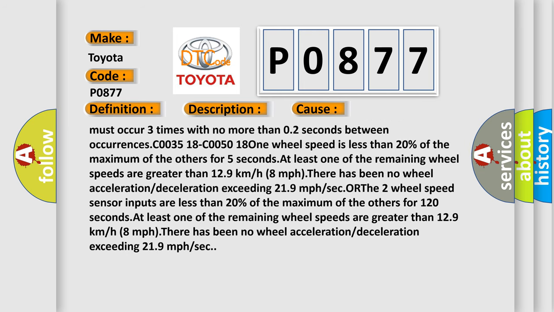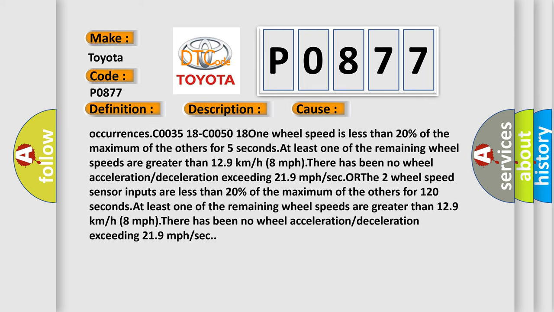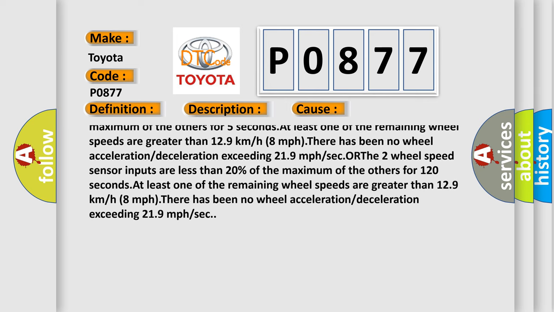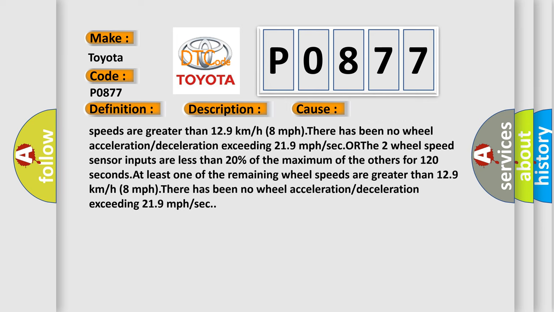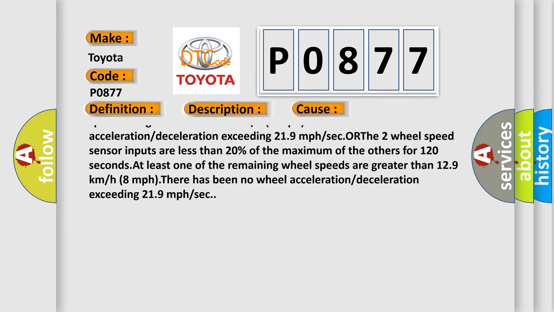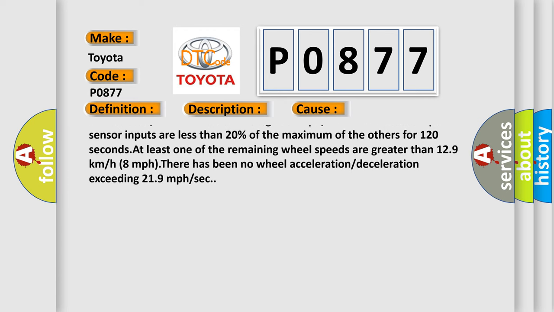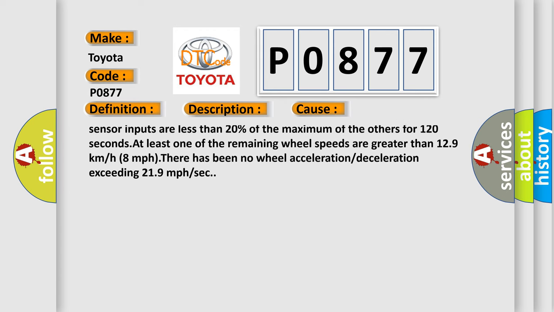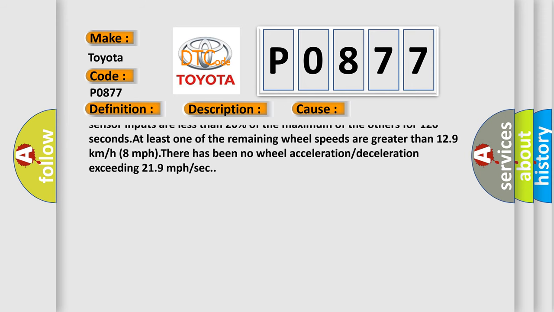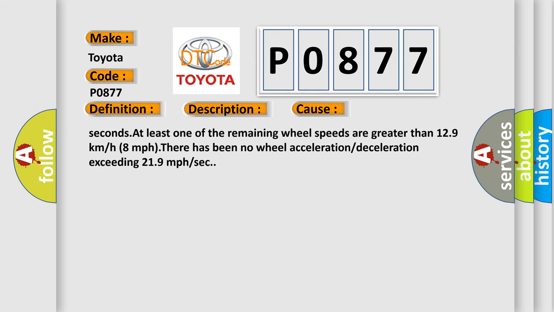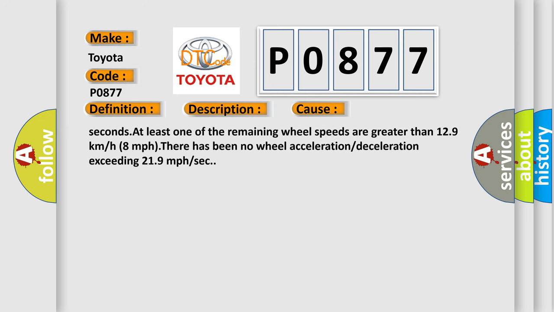One wheel speed is less than 20% of the maximum of the others for 5 seconds. At least one of the remaining wheel speeds is greater than 129 km/h, 8 mph. There has been no wheel acceleration or deceleration exceeding 219 miles per hour per second. Two wheel speed sensor inputs are less than 20% of the maximum of the others for 120 seconds. At least one of the remaining wheel speeds is greater than 129 km/h, 8 mph. There has been no wheel acceleration or deceleration exceeding 219 miles per hour per second.